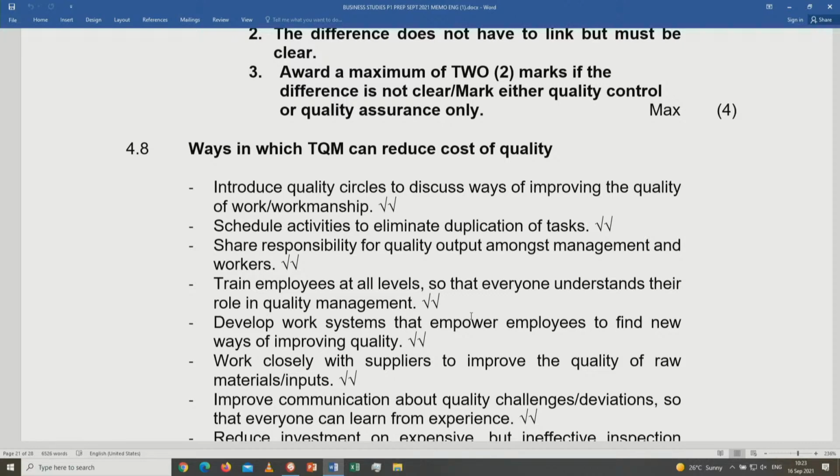Ways in which TQM can reduce the cost of quality: Introduce quality circles to discuss ways of improving the quality of work or workmanship, 2 marks. Schedule activities to eliminate duplication of tasks. Share responsibility for quality output among management and workers. Train employees at all levels so that everyone understands their role in quality management. Develop work systems that empower employees to find new ways of improving quality. This is what the business should do to reduce the cost of quality. Work closely with suppliers to improve the quality of raw materials, and so on.